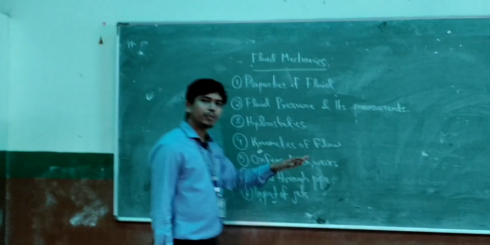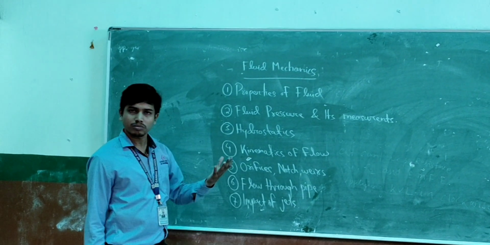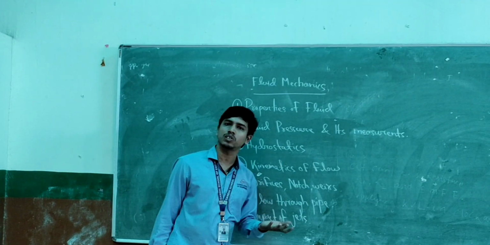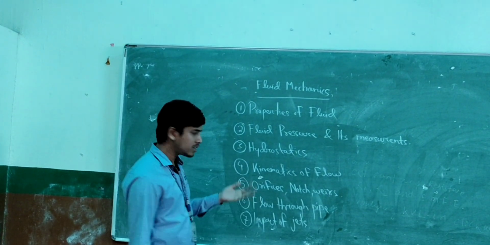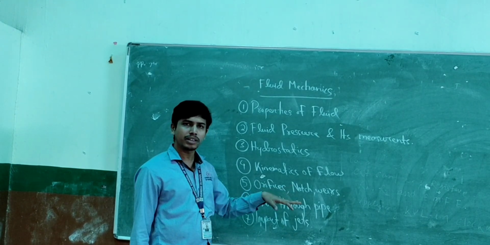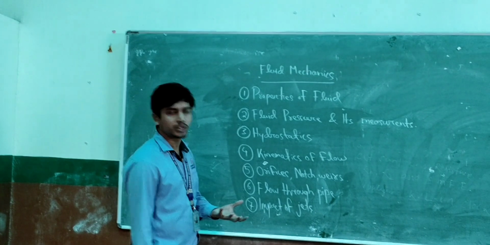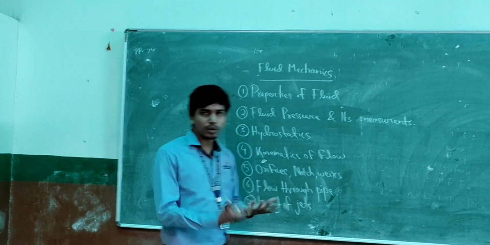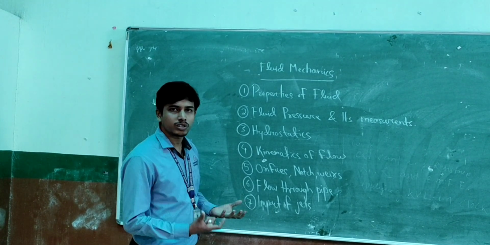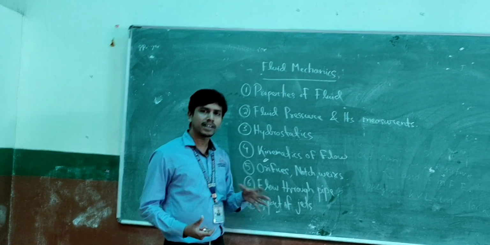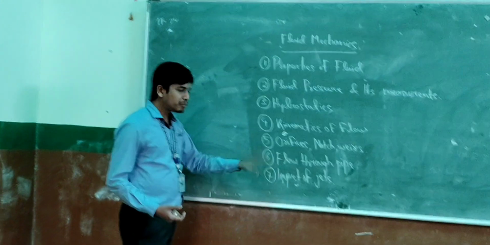Then next is flow through pipe. In this chapter we will study what the energy losses are and how they occur. There are many gradient lines that we will study, and many laws to calculate the energy losses, because when a fluid flows through a pipe, many energy losses occur. To calculate those losses, we will study laws like Chezy's formula from this chapter.